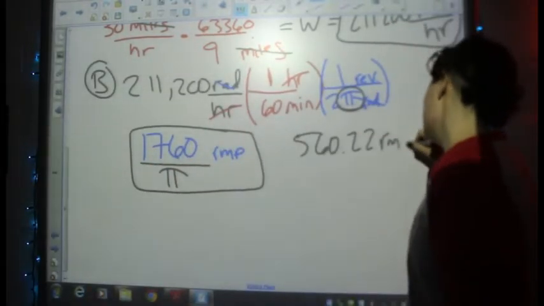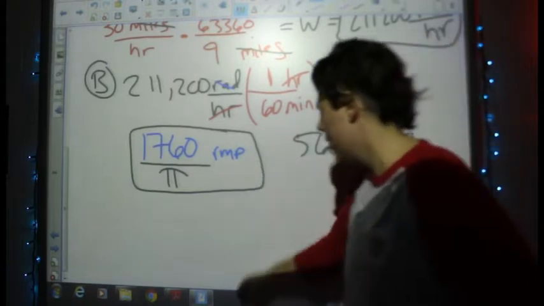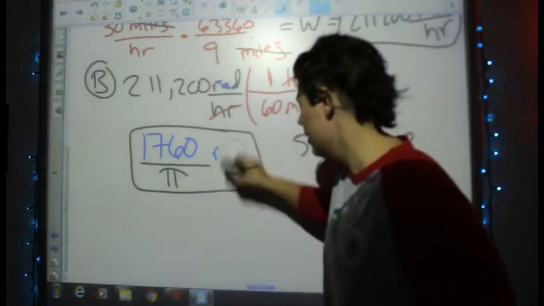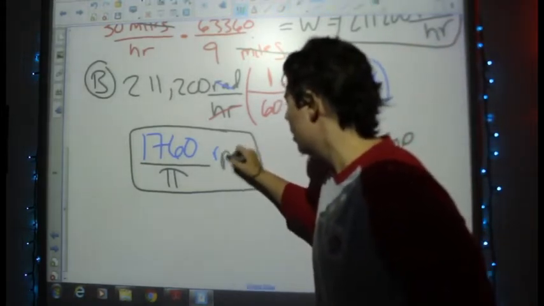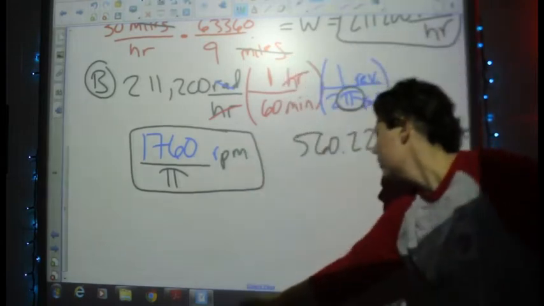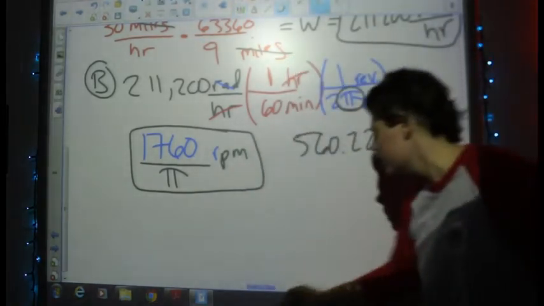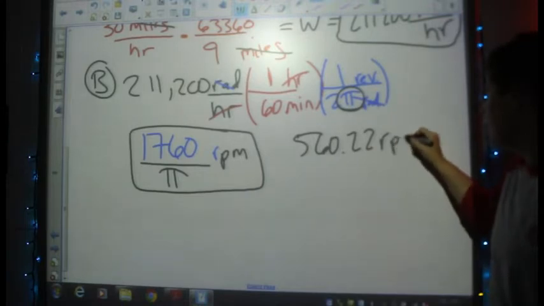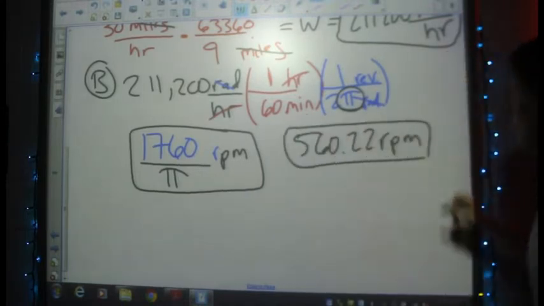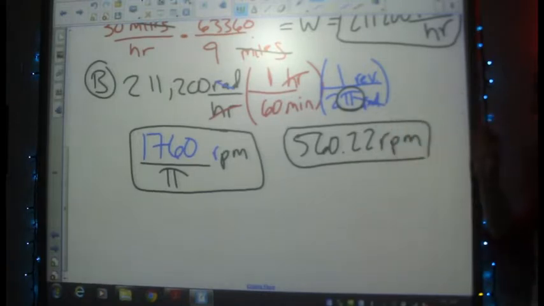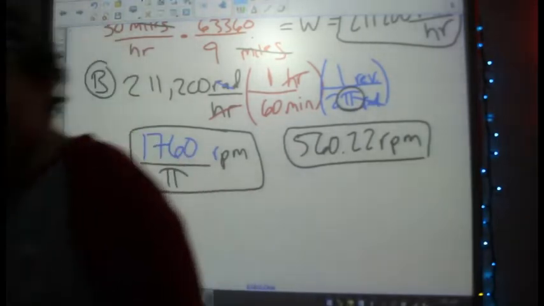560.22 revolutions per minute. And RPM, not M. Okay, all right. RPM, sorry about that. Get crazy with my units. RPM. Excellent. All right, so again, if you need to think back through that, part B had nothing to do with our new formulas. It had everything to do with changing our units.